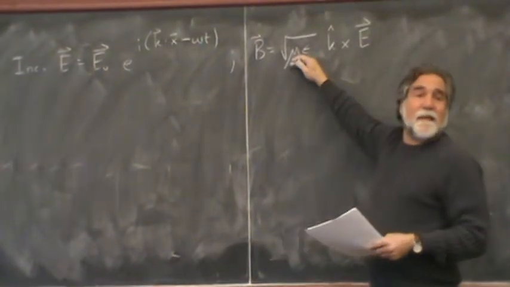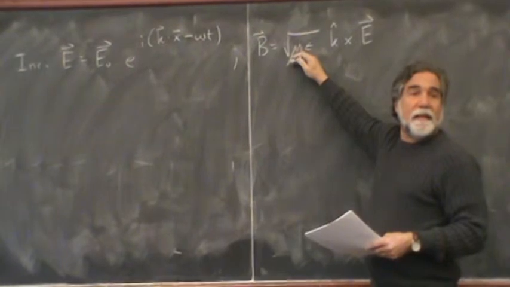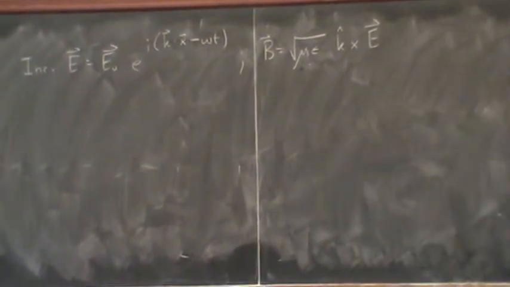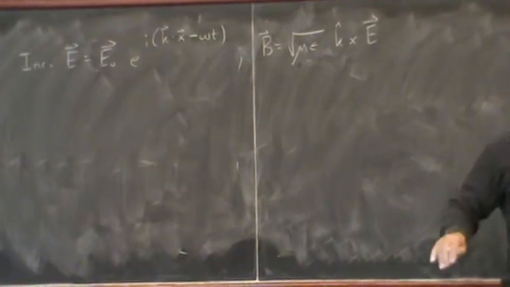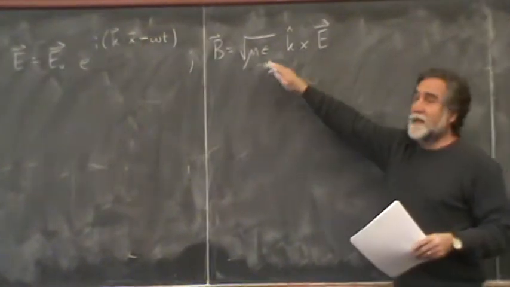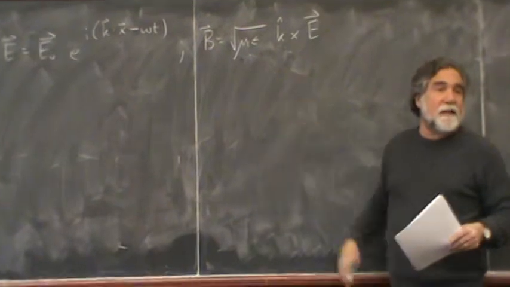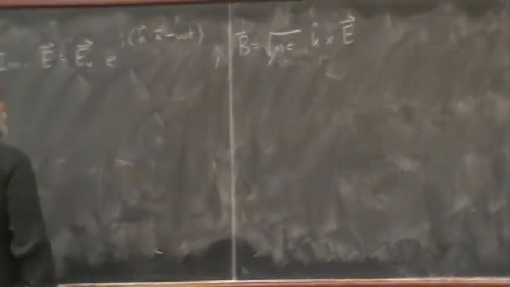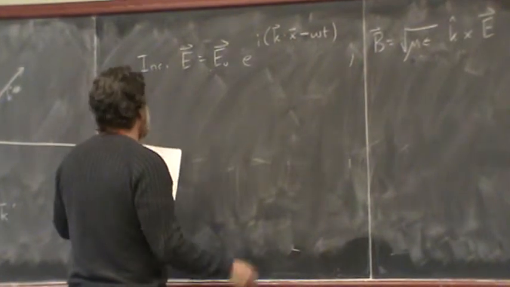This is the relationship between B and E. For materials that are not conductors, that's sufficient. We're done, as far as the relationship between B and E. I don't need to write E anymore. Well, I do. Okay, I'll write it down.